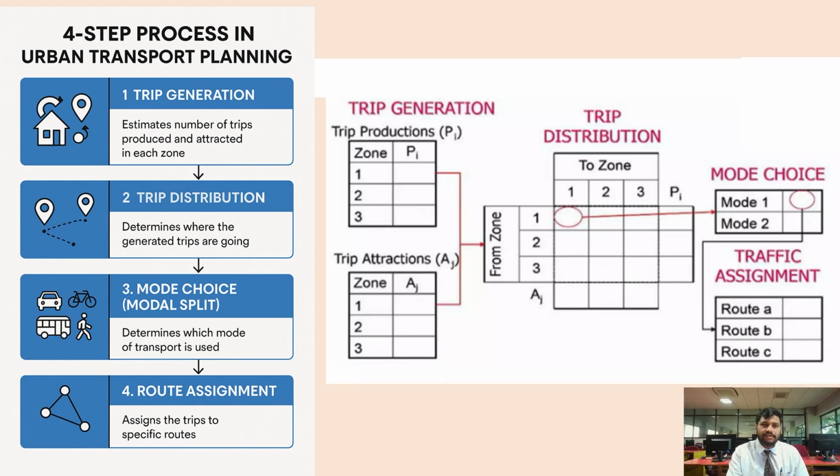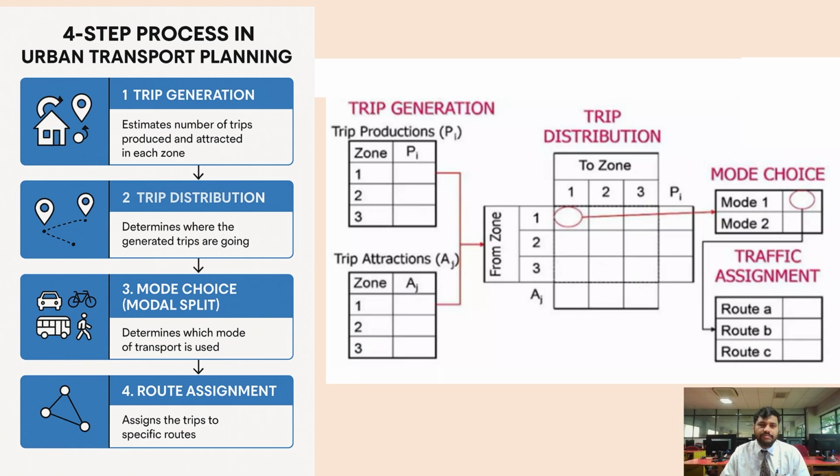As can be seen from the image, for trip generation we write down the zones in this fashion, and for each zone, how many trips are produced from the zone and how many trips are attracted to that zone. This is trip generation. We'll be analyzing what trip generation is. We have certain models through which we can analyze this. And the next step in urban transport planning is distribution.